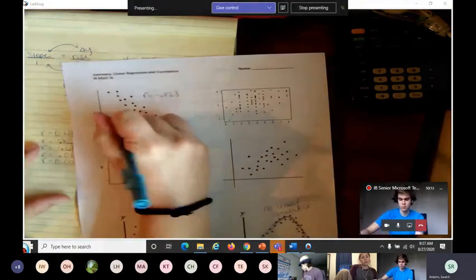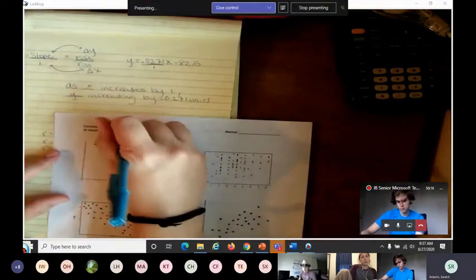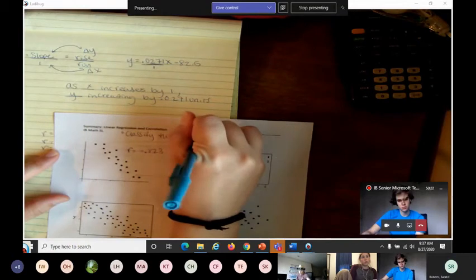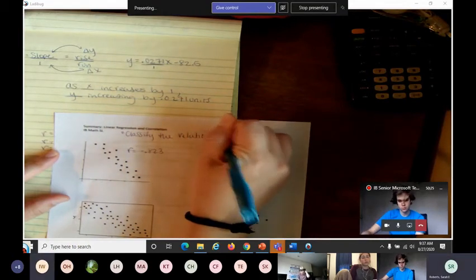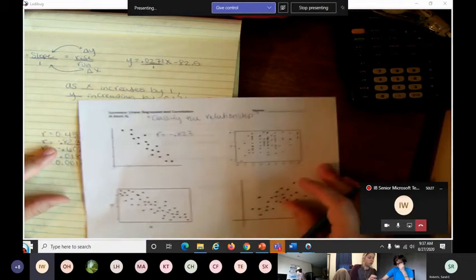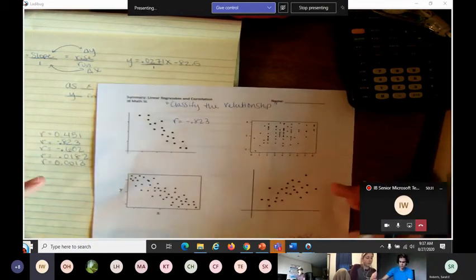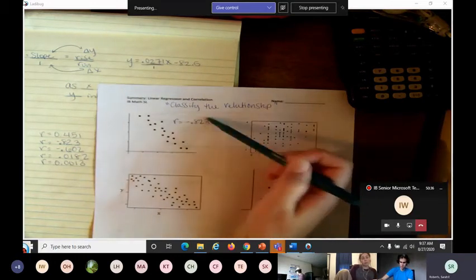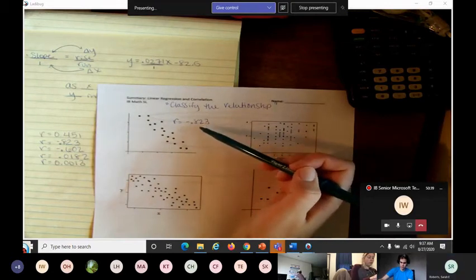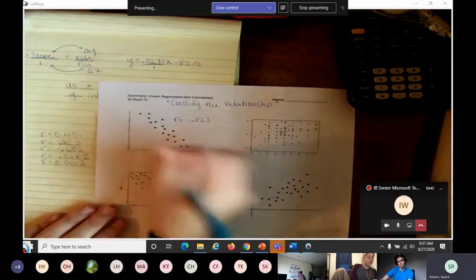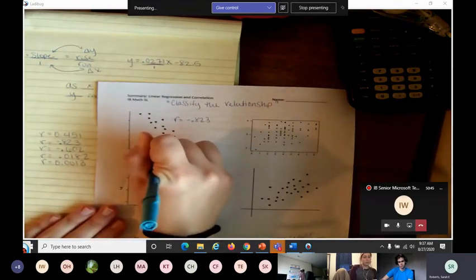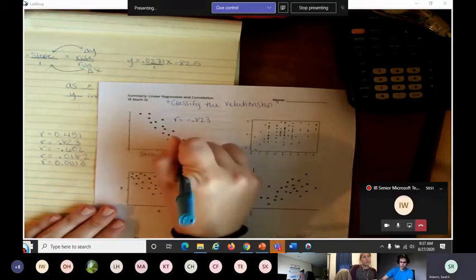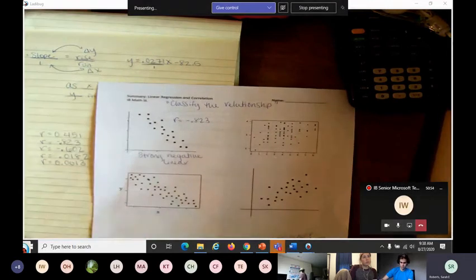So we're classifying these. This is a classify the relationship activity. Will the slope always be negative if the R value is negative? Yeah, if we have a graph where they are negative, our R value has to be negative. Okay, so our relationship here, when we classify it, it's going to be strong, negative, and we want to include that it's linear. So this is a strong negative linear relationship.